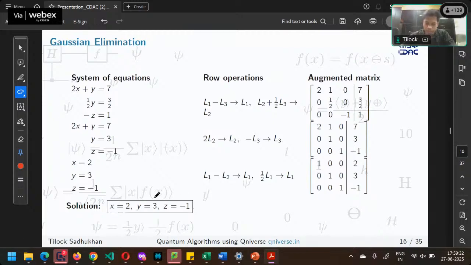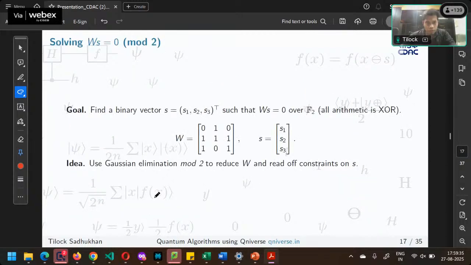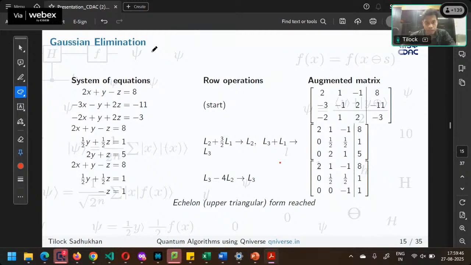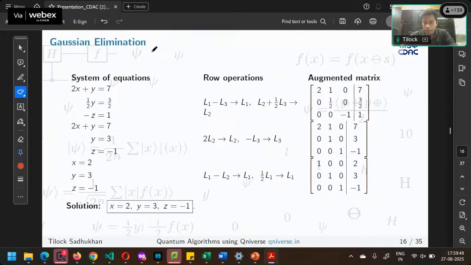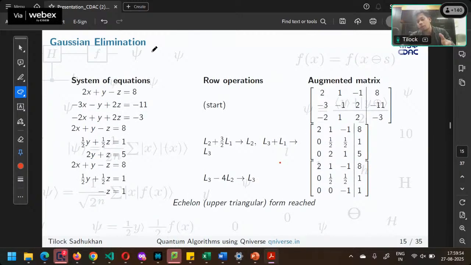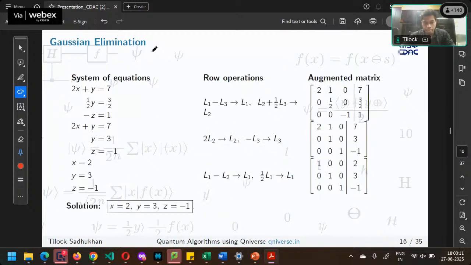Basically, that's it. But in the case of this system that we had, w dot s equals 0 modulo 2, we are dealing with only binary numbers, not decimal numbers. Previously, whatever example I have given was dealing with decimal numbers only. In the case of decimal numbers, to transform the augmented matrix to an echelon, upper triangular, or diagonal form, we can apply any sort of operation. But here we are restricted. We cannot apply any operation when dealing with a binary system.